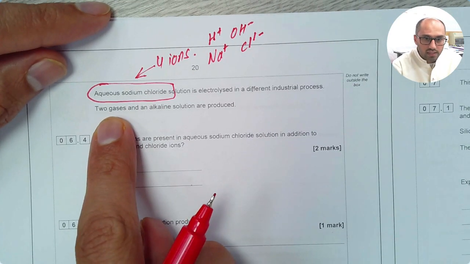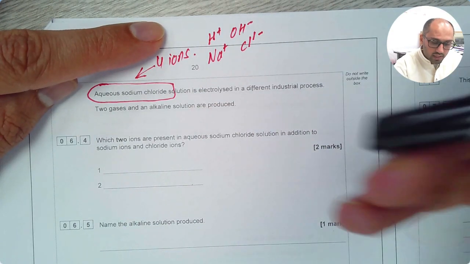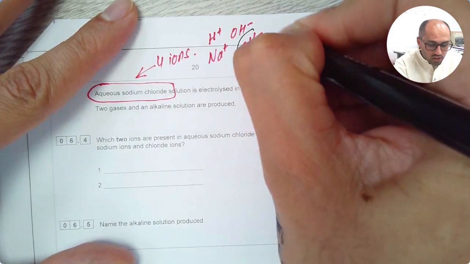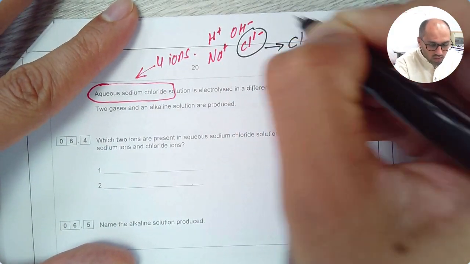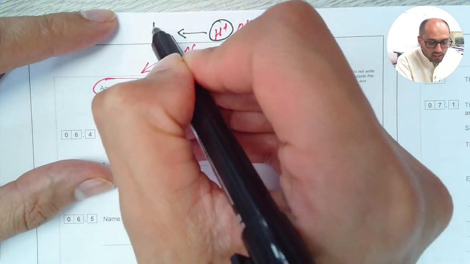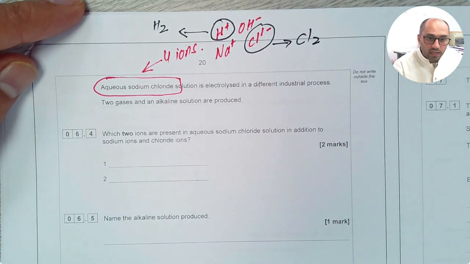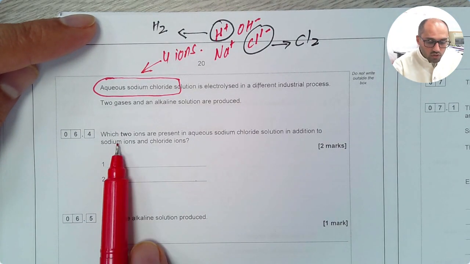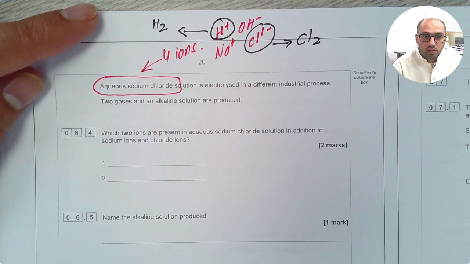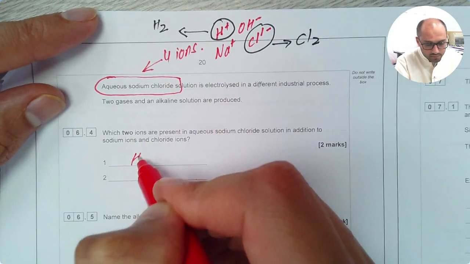It says 2 gases and an alkaline solution is produced. So remind yourself, in this case, chloride will take priority over OH−, so it will change into Cl2. Hydrogen is less reactive than sodium, so it will change into H2. You will be left with Na+ and OH− ions, and they will make an alkaline solution. So here it says which 2 ions are present in the aqueous solution of sodium chloride, in addition to sodium ions and chloride ions. We've already decided that it is H+ and OH−.